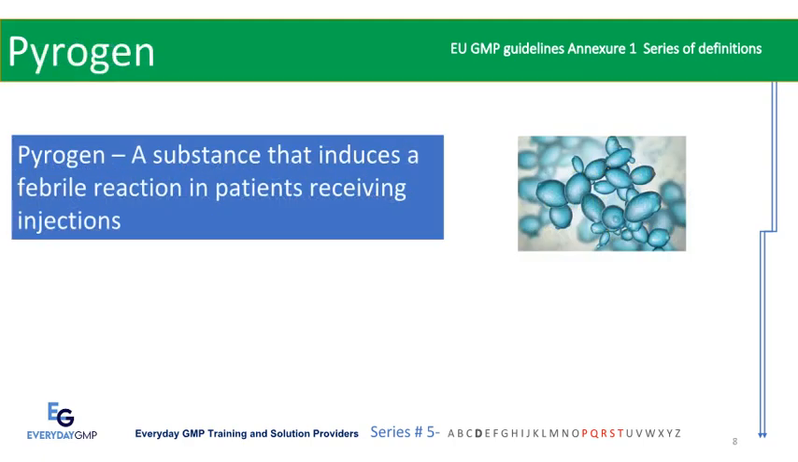Pyrogen: a substance that induces a febrile reaction in patients receiving injections. Pyrogenicity presents a challenge to clinicians, medical device manufacturers, and regulators. A pyrogen is, by definition, a substance that produces a rise in temperature in a human or animal. Pyrogens are differentiated into exogenous and endogenous pyrogens.